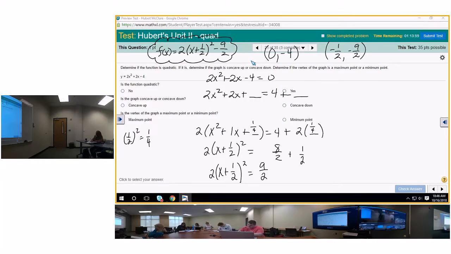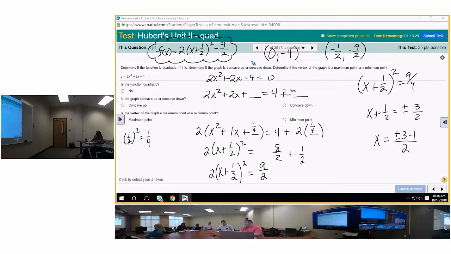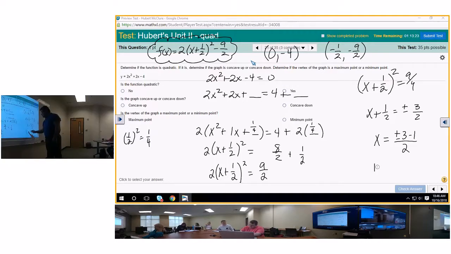So now we just find the x-intercepts, and when you divide by 2, what does that give you on the right-hand side? 9/2 or 9/4? 9/4. Good job. And that's going to give you x plus 1/2 is equal to positive or negative 3 over 2, and x is equal to positive or negative 3 minus 1 over 2. What's 3 minus 1? Oh. Yeah, 2 over 2 is 1. Negative 4 over 2. So now let's draw our graph.